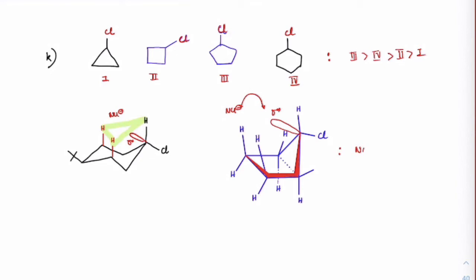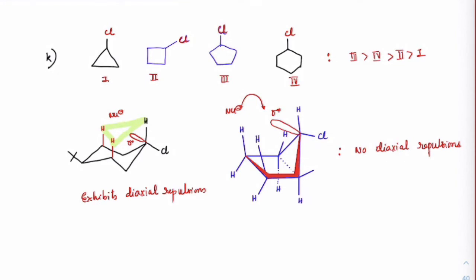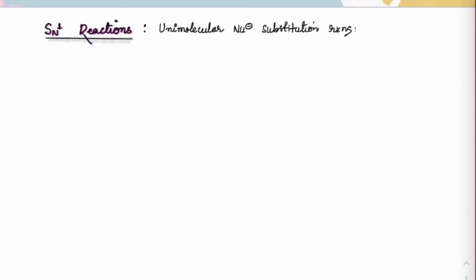Here let me write, no diaxial repulsions. Here exhibits diaxial repulsions. Finished on that, everyone? Please make a note. Then we'll see how both can be included, and when we are doing problem solving, what are the cases that you will come across. Okay.